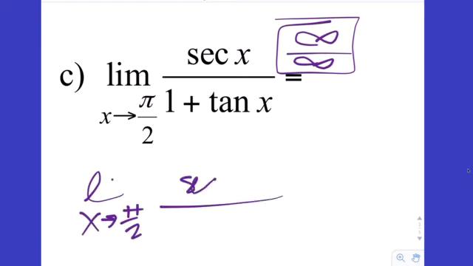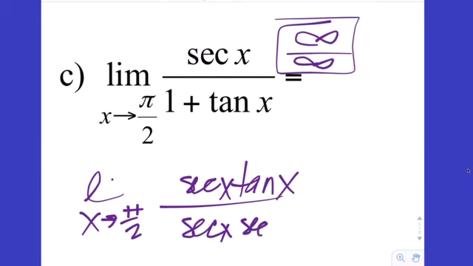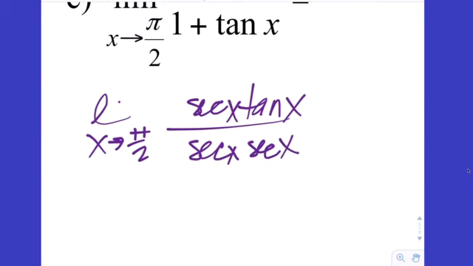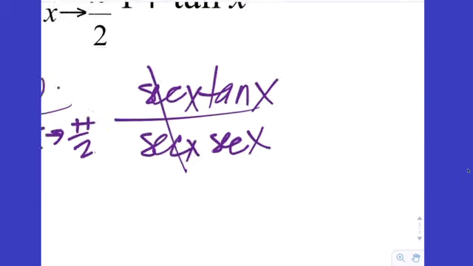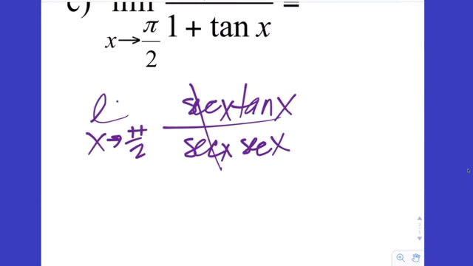And the derivative of secant, of course, is secant x tangent x. And at the bottom, we get 0 plus the derivative of tangent is secant squared, also known as secant secant. So you're always going to want to simplify before you try direct substitution again, and your secants divide out. So now you try direct substitution, you get tangent of pi halves, which is infinity, over secant of pi halves, which is also infinity. Yay.